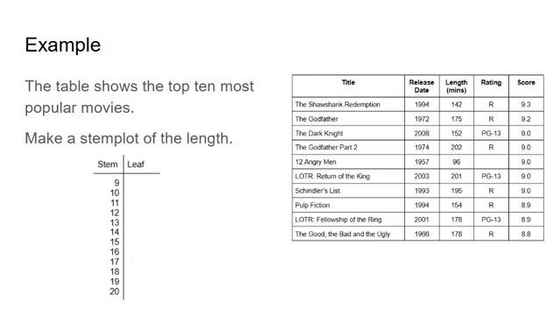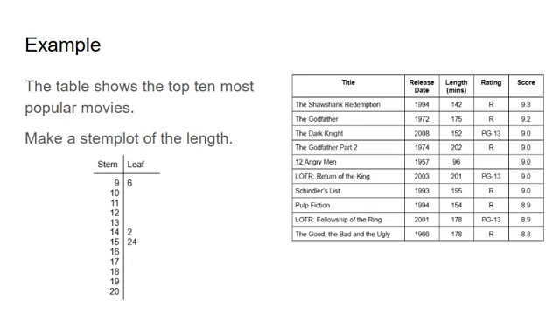So I'm going to list the lowest stem, which is 9, all the way up to the highest stem, which is 20. And then just go down the list and place the leaves where they would fall. For instance, the first movie, which is 142 minutes long, is going to have a stem of 14 and a leaf of 2. 12 Angry Men, which has a length of 96 minutes, is going to have a stem of 9 and a leaf of 6.